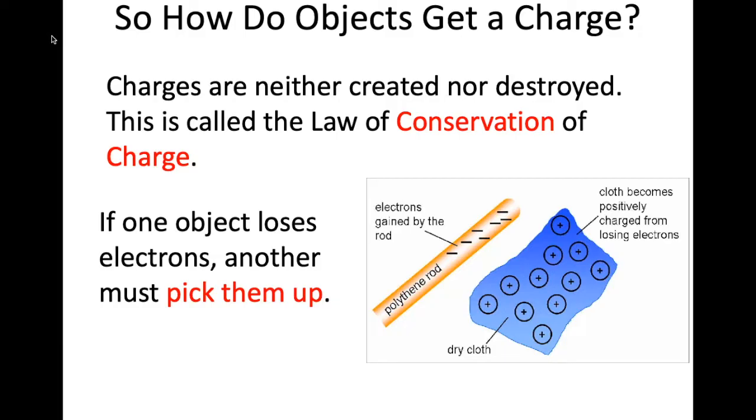So basically, if one object loses electrons, another has to pick them up. The electrons don't get created out of nothing, and they can't be destroyed. If you lose electrons, they have to go somewhere, not just disappear.